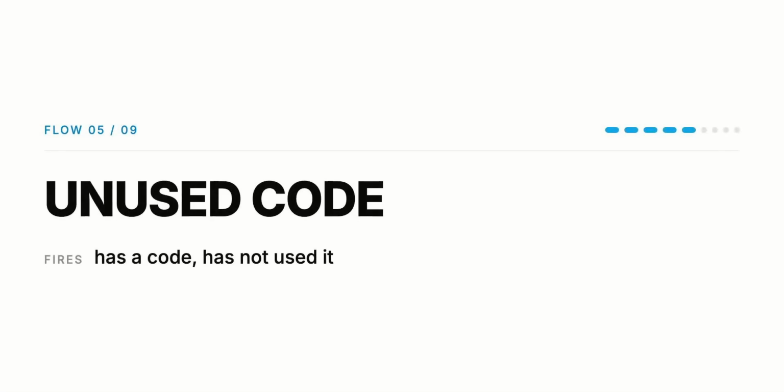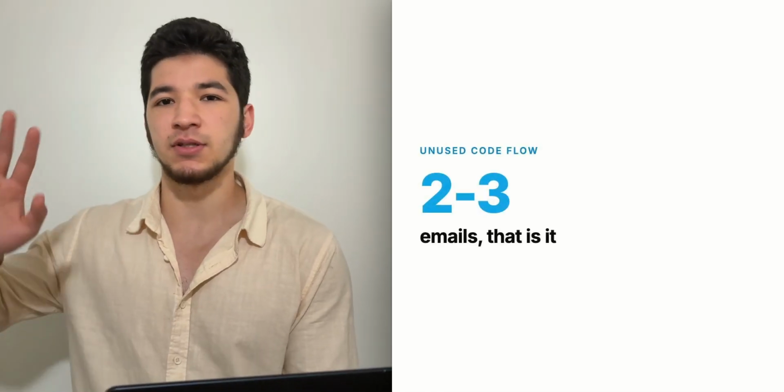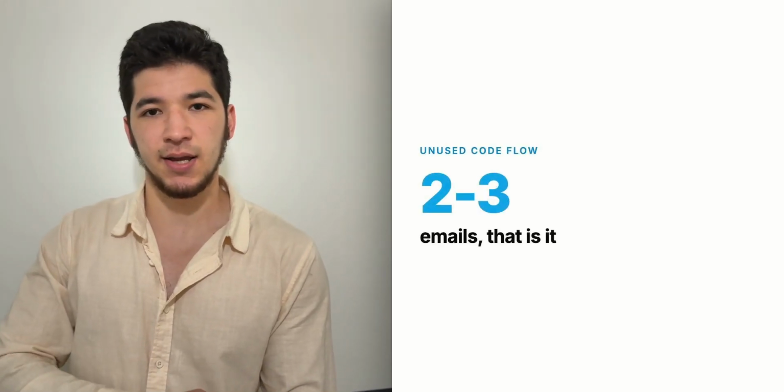The next one in the line is the unused code flow. In this case, it's very similar to the welcome one, but you're more so emphasizing the code and you're making sure they need to use it. This email goes about 2 to 3 emails max, and that's about it. Here's an example of how it looks.